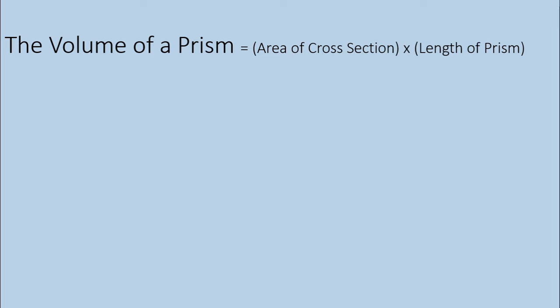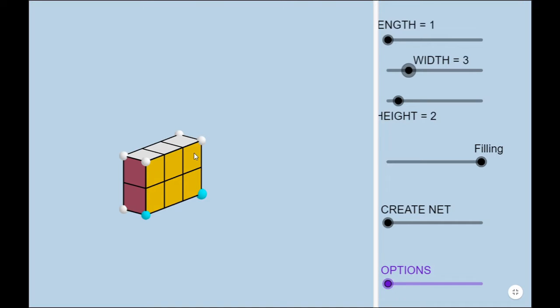Let's get started with the basic formula for the volume of a prism, and this works for any type of prism. It's just the area of the cross-section multiplied by the length of the prism. Let's have a look at this rectangular prism. I'm going to call this yellow face here my cross-sectional face. And a cross-sectional face by definition has the same shape and size as the opposite face of the prism. So on the other side of this rectangular prism, I also have a face which is 3 wide and 2 high. Now this prism is 3 wide, 2 high, and 1 long.